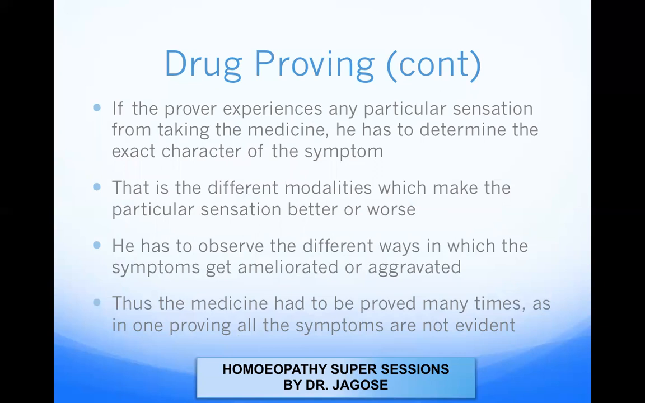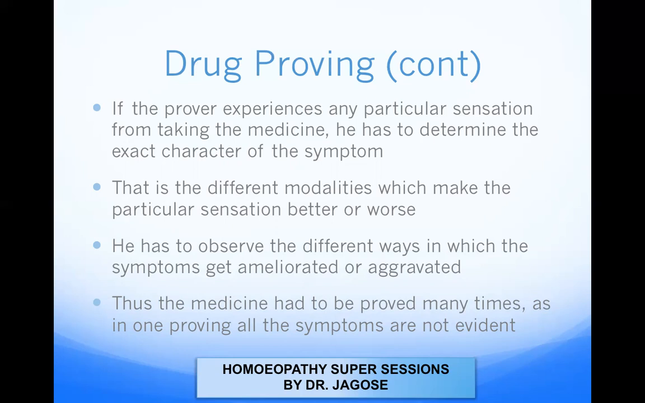That is, the different modalities which make the particular sensation better or worse. Whatever sensation he is getting, how it is made worse, how it is made better, all that the prover should write down. He has to observe the different ways in which the symptom can be ameliorated or aggravated. For example, suppose he has got a headache. He has to see whether the headache is aggravated by mental strain, by stress, by jar, by touch, better by hot applications, better by cold applications, better by closing the eyes, aggravated by opening the eyes, and so on and so forth.